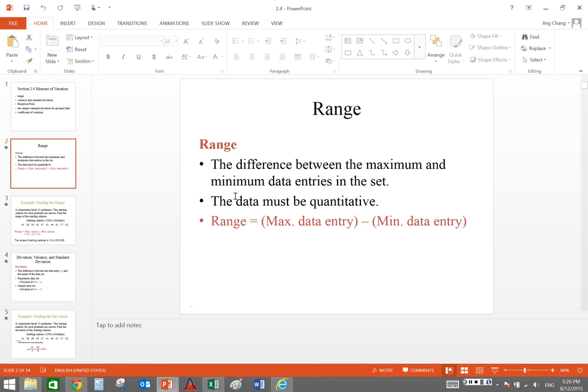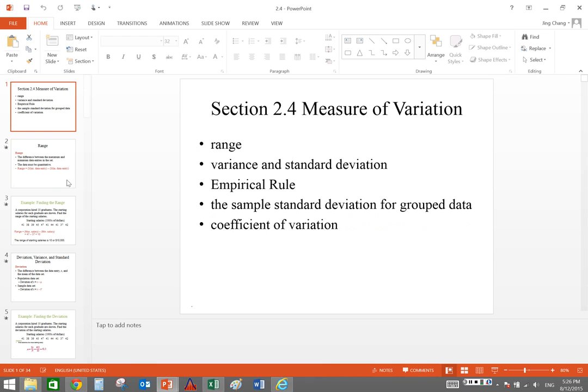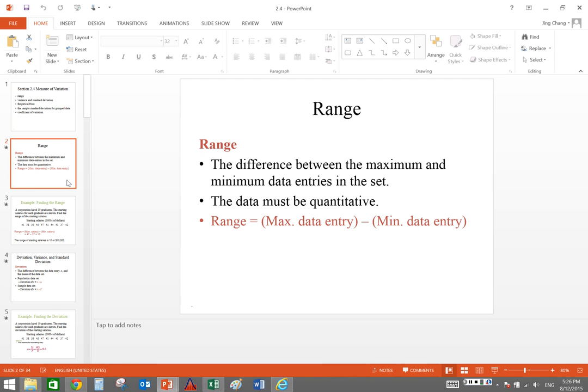As we learned, there are two types of variables, quantitative and categorical. What do we learn in section 2.3? The mean, median, mode. Well, mean and median are used to describe the central tendency of a quantitative variable. Here, range, variance, and deviation are also used to describe the variation of a quantitative variable, so not for categorical. Well, for mode, a mode can be used for a categorical variable, as we showed in section 2.3.